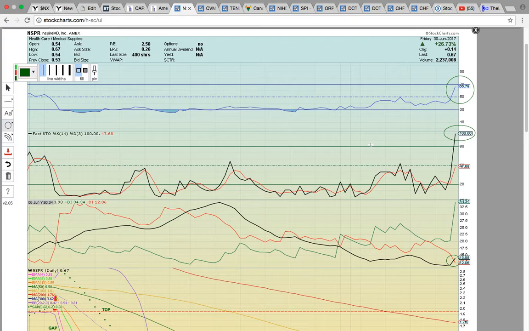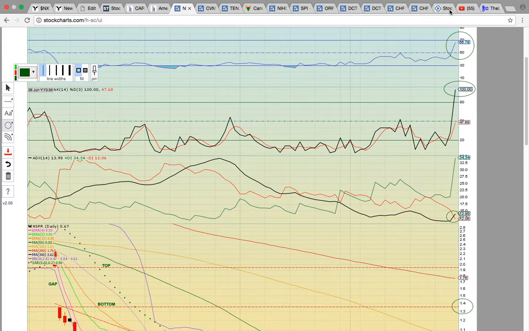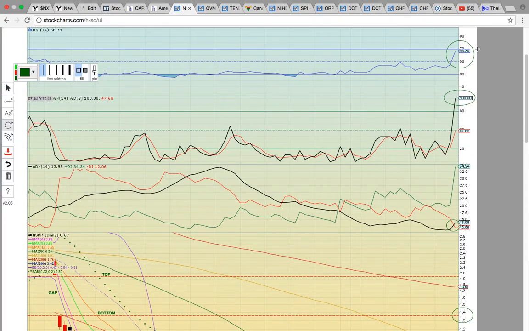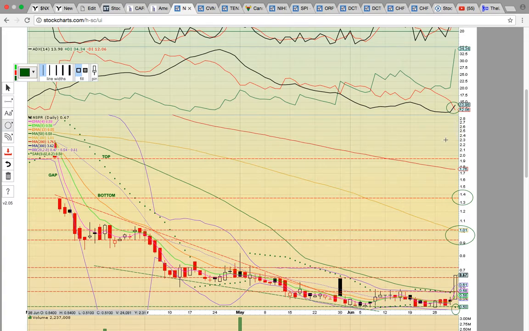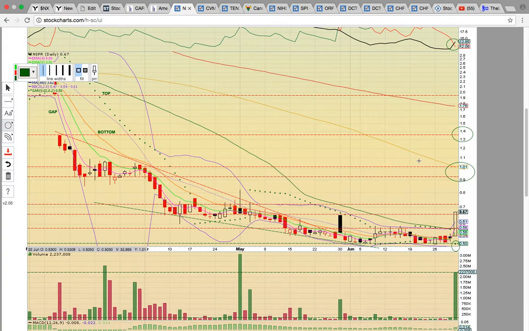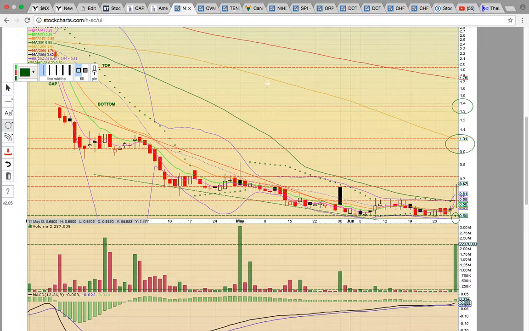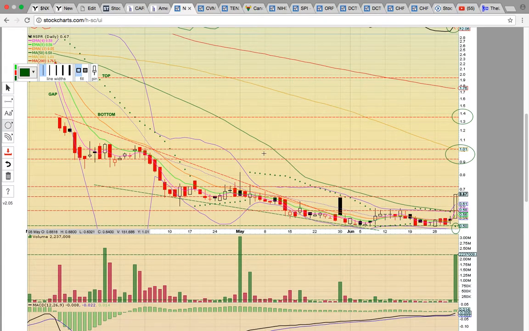Okay, let's look at NSPR. Nice move here on Friday. RSI is in the 50 to 70 bull zone. We got Fasto closed at overbought levels. Nice bullish crossover here on ADX. The big move for NSPR was the close above the 50-day simple moving average, the green line here, currently at 58.